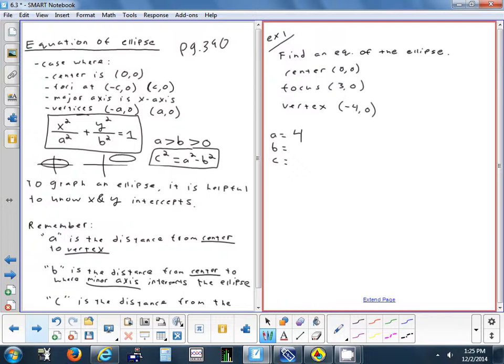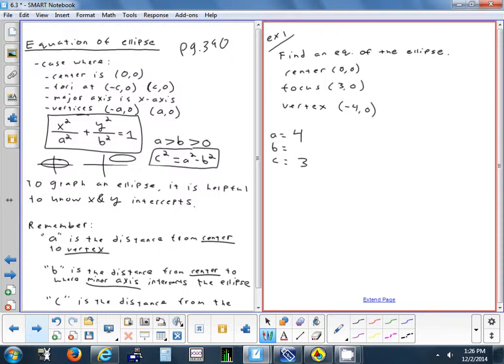Okay, B involves the minor axis. We don't really know anything about B. So let's see if we can find C, the distance between the center and the focus. How far apart is the center and the focus? 3. One's at the origin, one's 3 units to the right. Now to finish our formula, we really need b, or actually b squared.